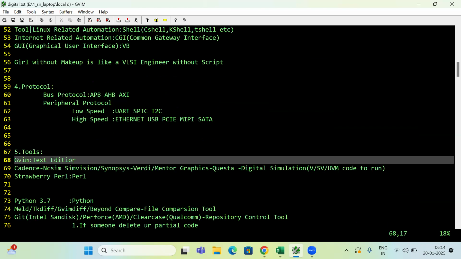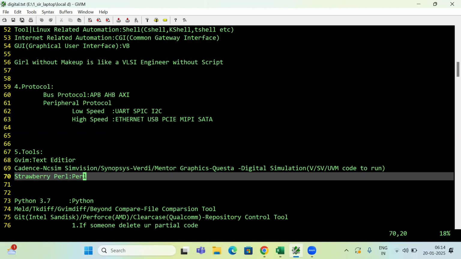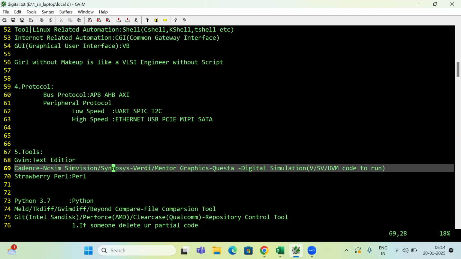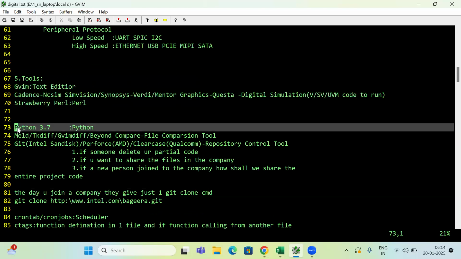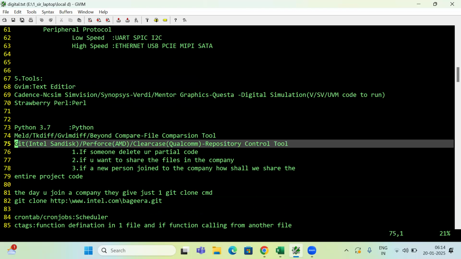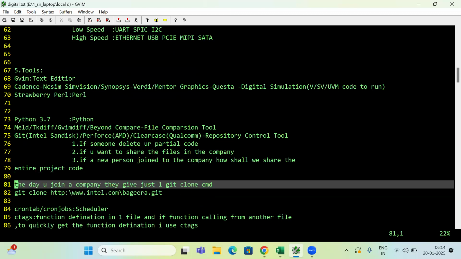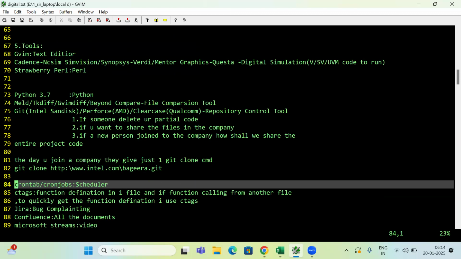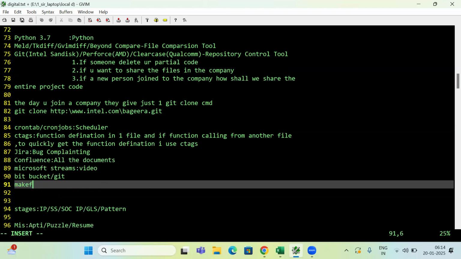And I have said you need to learn different tools: GVIM, digital simulation like NCSIM, Synopsys VCS or Mentor Graphics Questa, and Perl. On top of that, everyone will teach those. And here, especially, you learn different tools like Python, Meld, TkDiff, GVIMDiff, Beyond Compare, Git. I already said why we use Git: when multiple people want to work on one single project, we need Git. Then crontab, ctags, makefile.